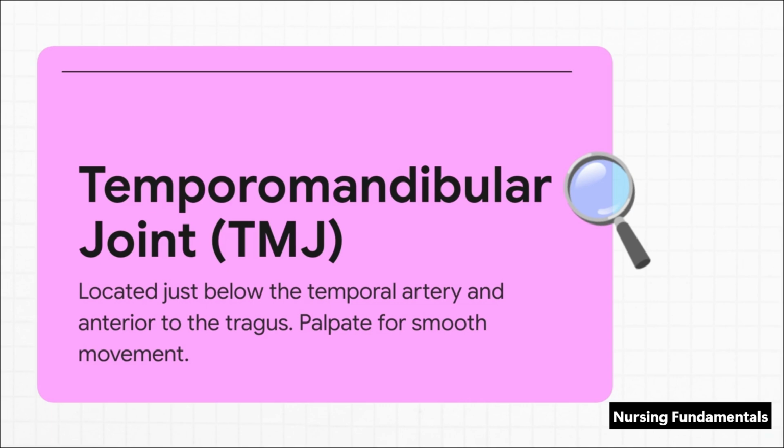We're going to find the TMJ, and you'll get a lot of patient complaints about this joint. So find that little flap of cartilage right in front of the ear canal. That's the tragus. Now just slide your fingers forward from there, have the patient open and close their jaw. You should feel a nice, smooth movement. What you're listening and feeling for are pops, clicks, or any kind of grinding, which we call crepitation.